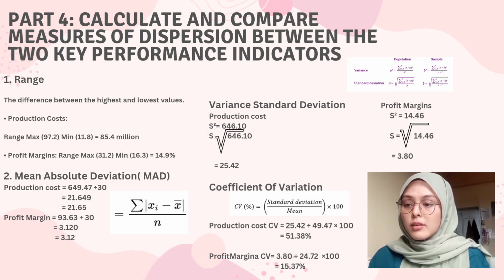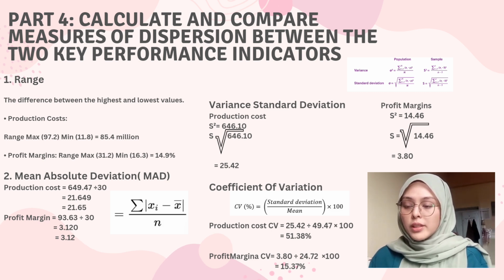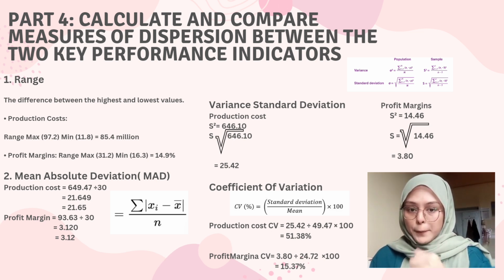by 30. So the answer here for production cost MAD, 649.47, divided by 30, we will get 21.649, and the final answer is 21.65. And for the profit margin, 93.63 divided by 30, and we will get 3.120, and then the answer is 3.12.